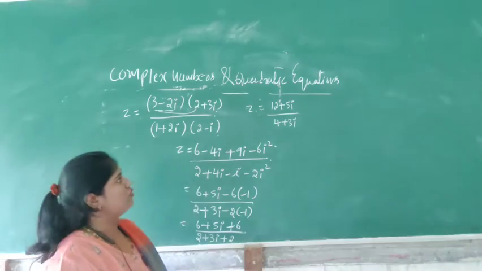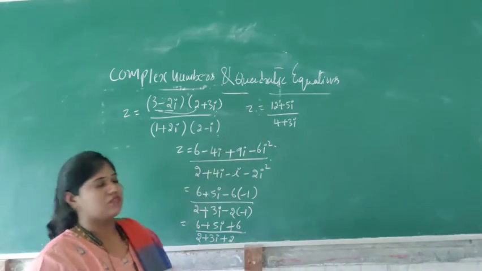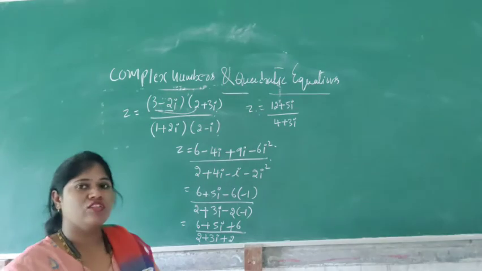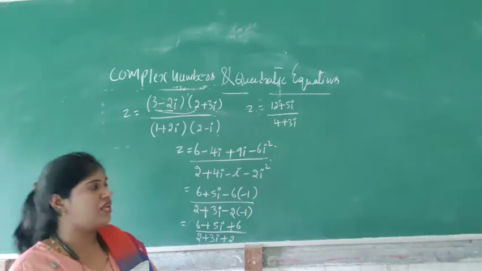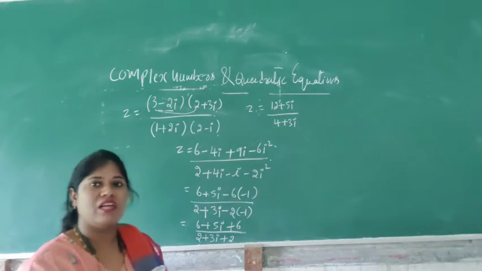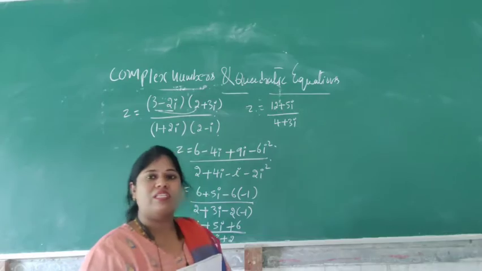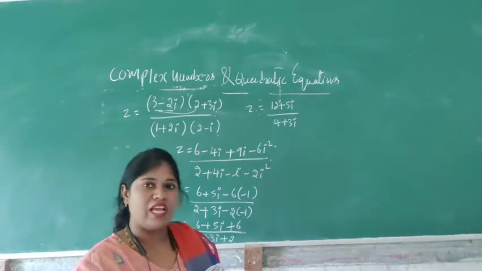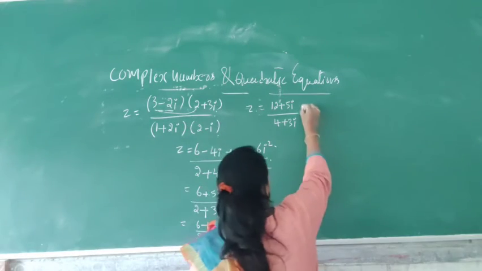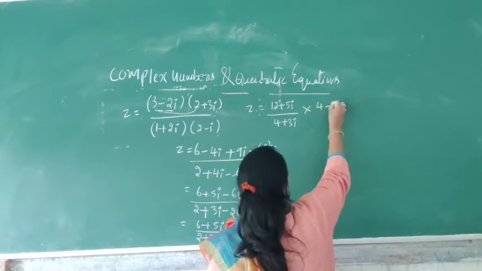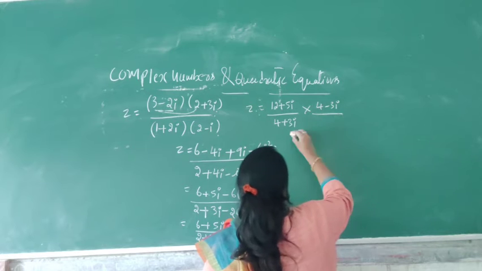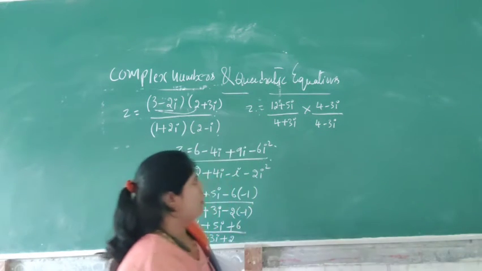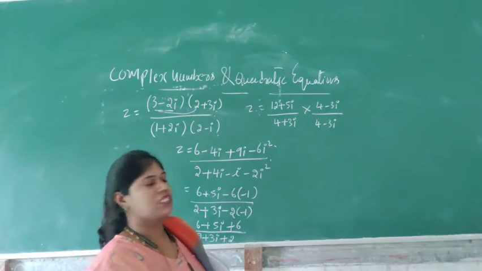This one is not enough. Still it is not simplified. So if it is in the fraction part, we need to rationalize the denominator. How to rationalize the denominator? What is there in the denominator? 4 plus 3i is there. We have to rationalize that. So which is equals to 4 minus 3i. So 4 minus 3i divided by 4 minus 3i.